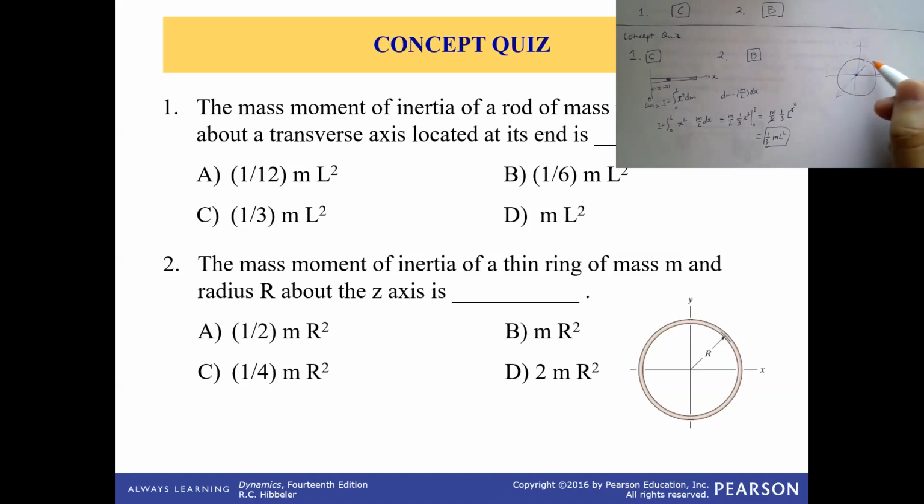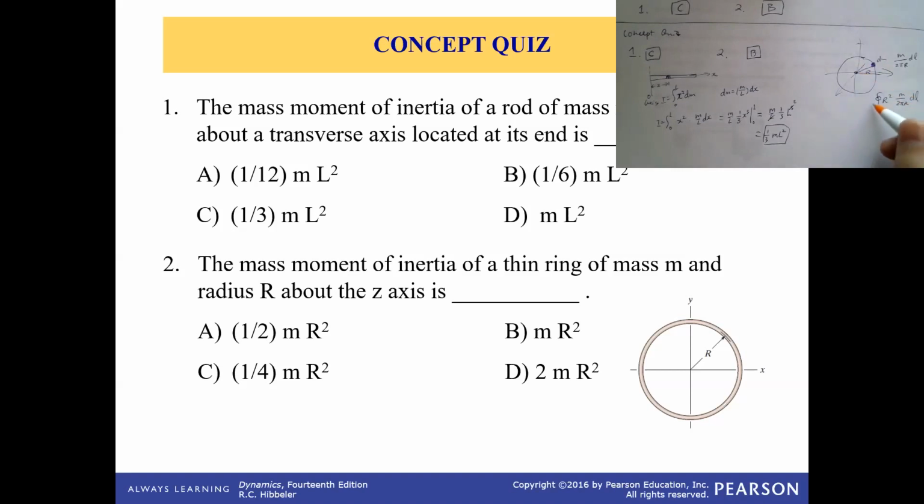So you can take a small differential element from the ring, dm. So dm will be the m divided by the circumference of the ring, 2 pi r, times the small dl, a small length of it. Then you'll be doing integration. This time, the distance to the axis of rotation will be r. So integration of r squared dm, with m divided by 2 pi r dl. You'll be integrating through the whole circle here.